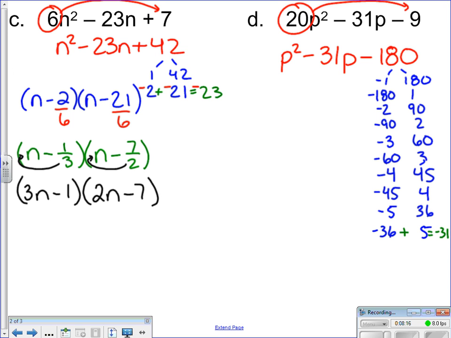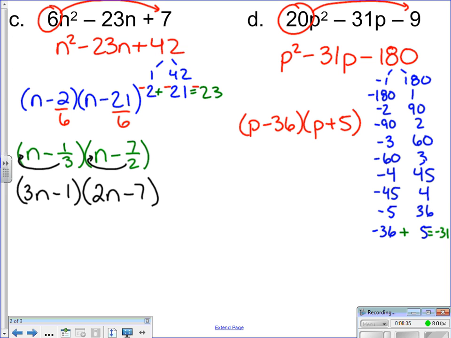So systematically divide by 2, 3, 4, 5. If you need to, 6, 7, 8, 9, 10. Keep going until you check every option. So our factors will be p minus 36, p plus 5.